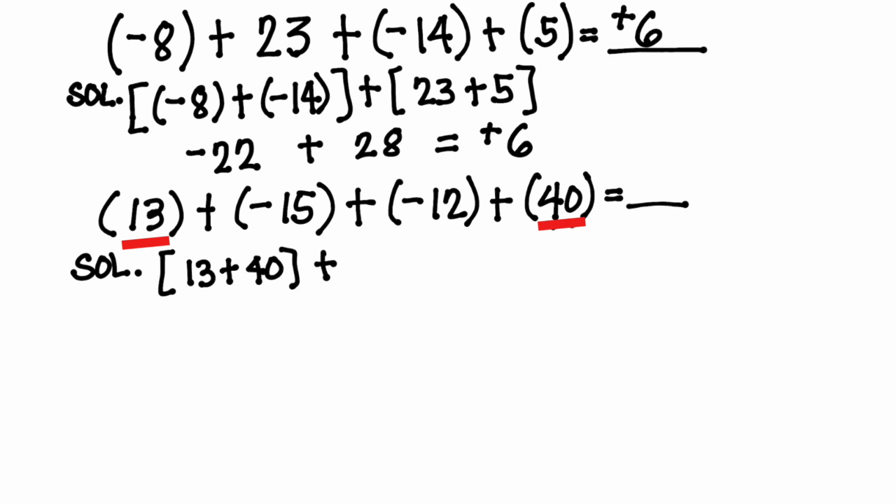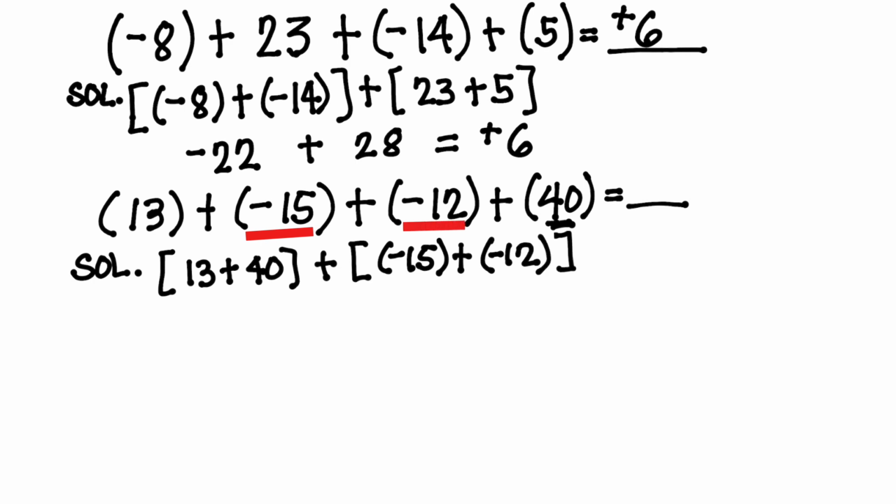And then, pagsamahin natin naman etong mga negative numbers. So, we have negative 15 plus negative 12. Okay? So, we add. Okay, same sign. So, we just add. This is now 13 plus 40, that is 53. Okay, plus negative 15 plus negative 12, both negative. So, we just add. So, this is negative 27.